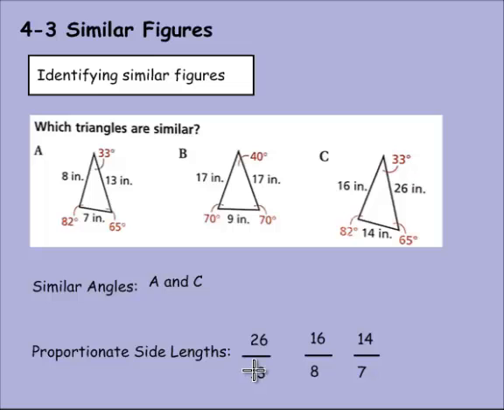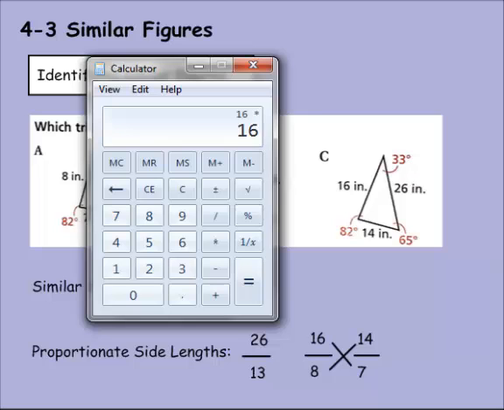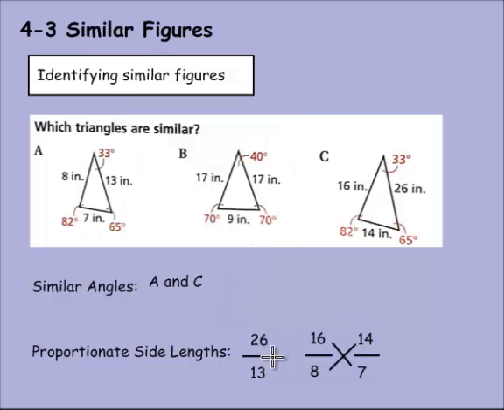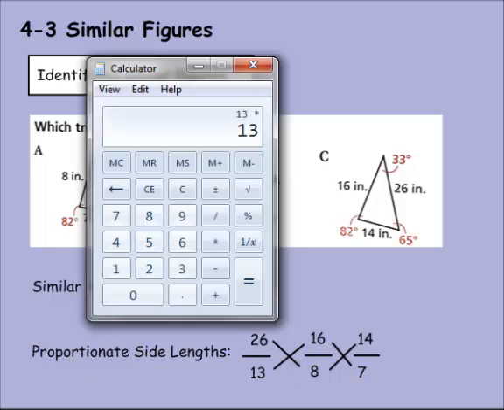Sometimes it's a little more difficult than that, so we can do cross products. Let's just do that for this one, for example. Is 16 times 7 the same as 14 times 8? So 16 times 7 is 112. 14 times 8 is 112. And then you can do it for this one if you would like as well. 13 and 16, 26 and 8. So 13 times 16 is 208. 26 times 8 is 208. So it looks like we're all set.